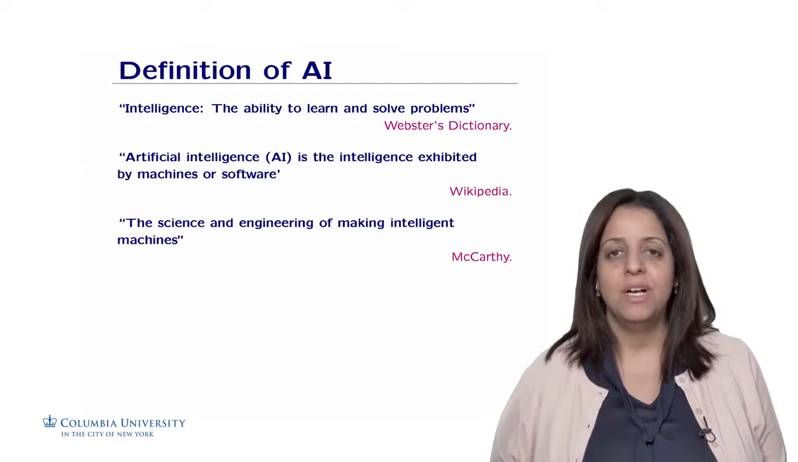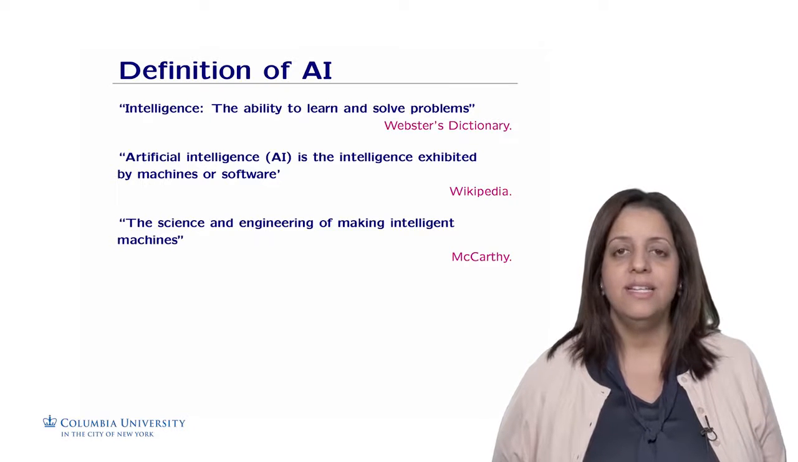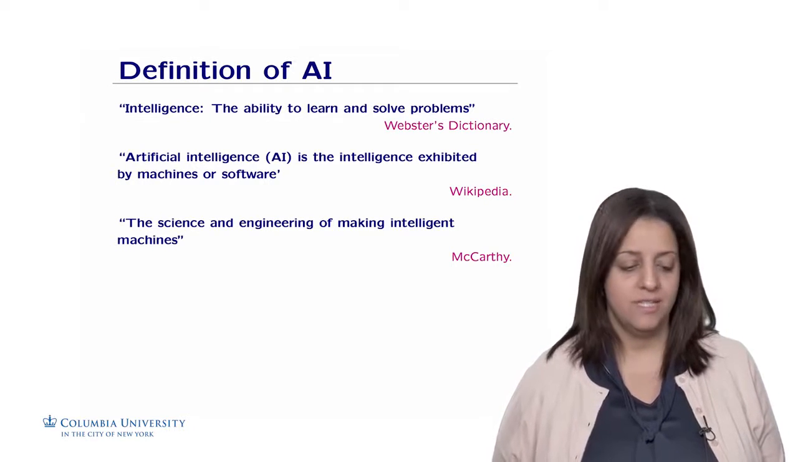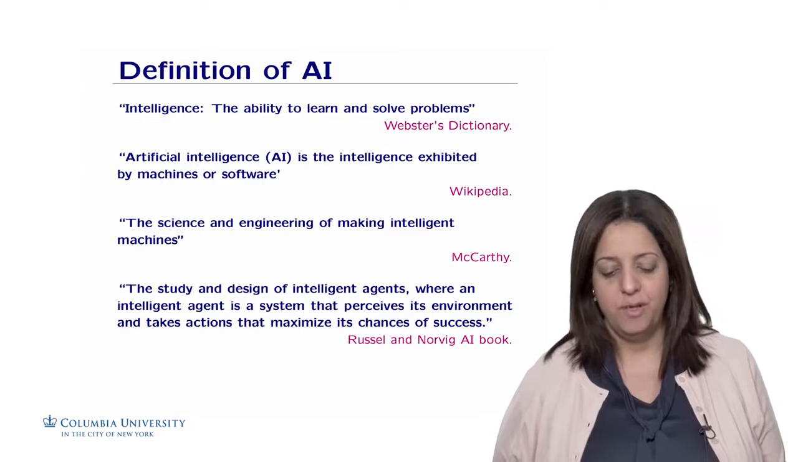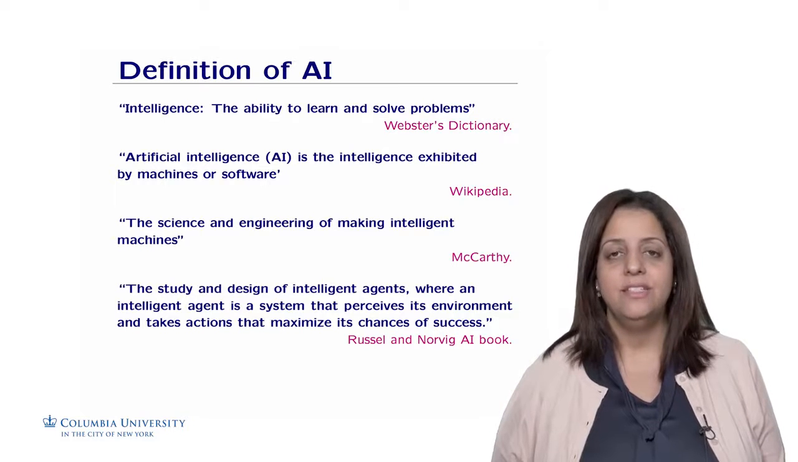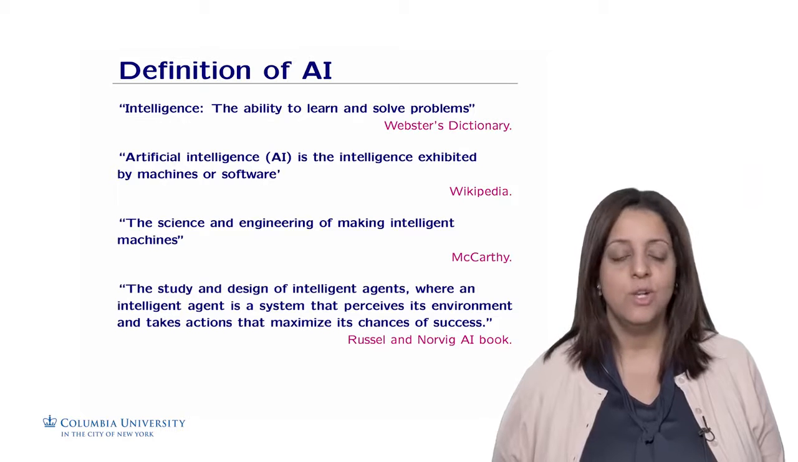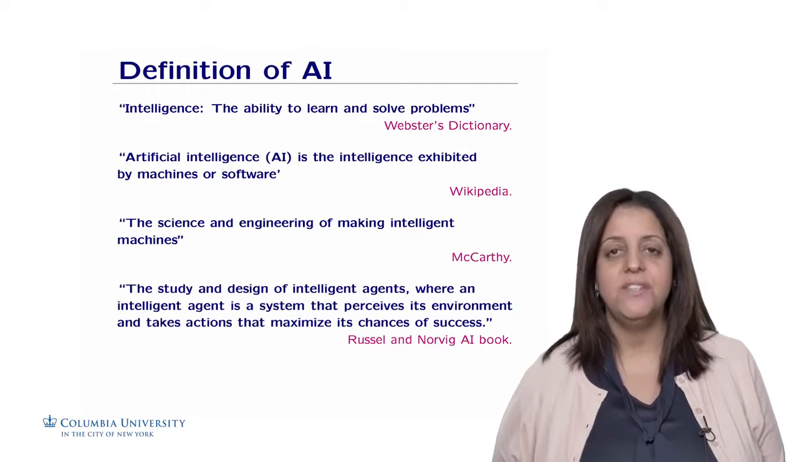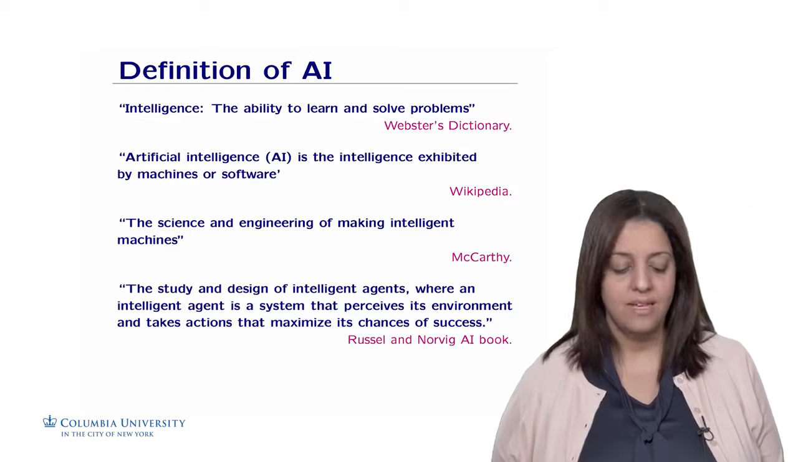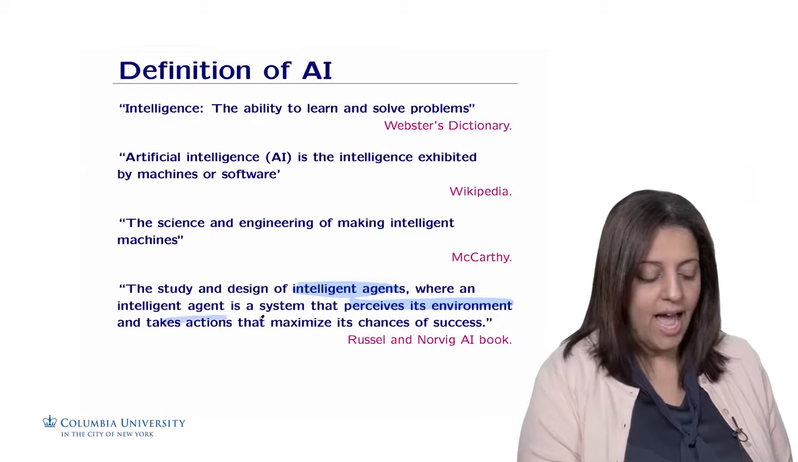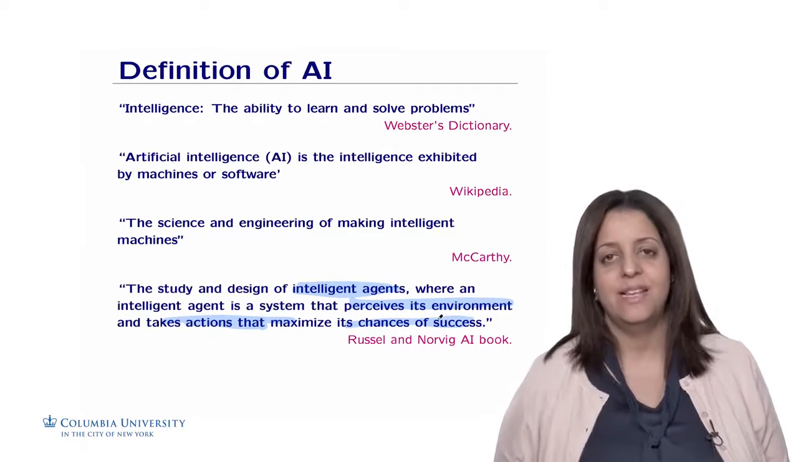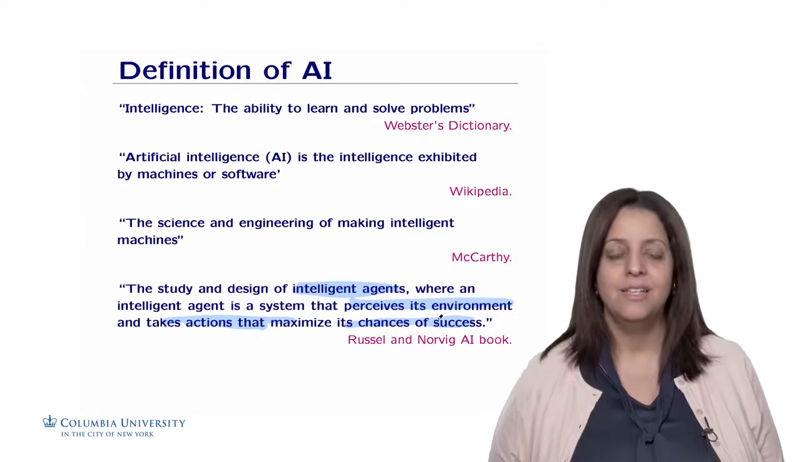More specifically, according to McCarthy, who is one of the pioneers of artificial intelligence and who even coined the term AI, it's the science and engineering of making intelligent machines. And finally, the definition we adopt in this course is coming from Russell and Norvig, the authors of the famous Artificial Intelligence book. Artificial intelligence is the study and design of intelligent agents, where an intelligent agent is a system that perceives its environment and takes actions that maximize its chances of success. So this is the most specific definition of all, in which we are talking about intelligent agents and the fact that they perceive their environment and act upon that environment to maximize their chances of success. This is a definition, as I said, that we will adopt in this course.